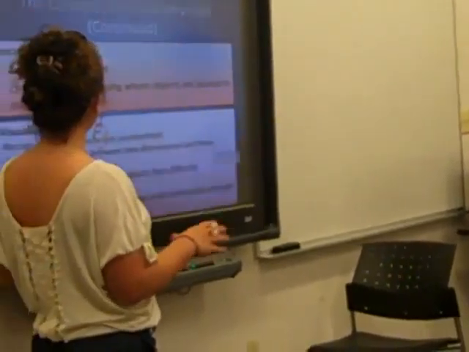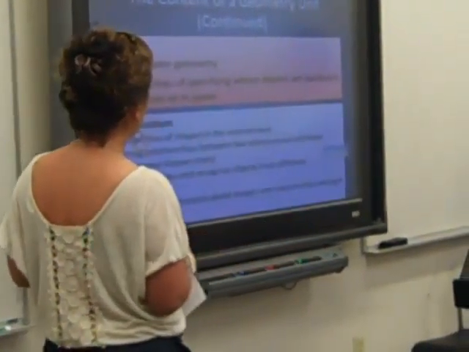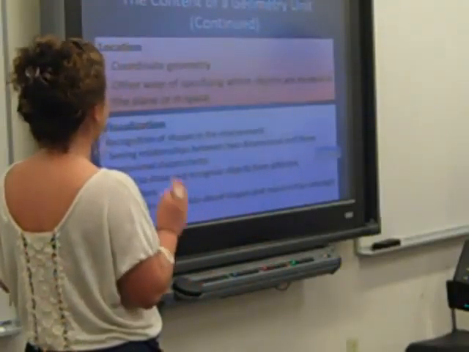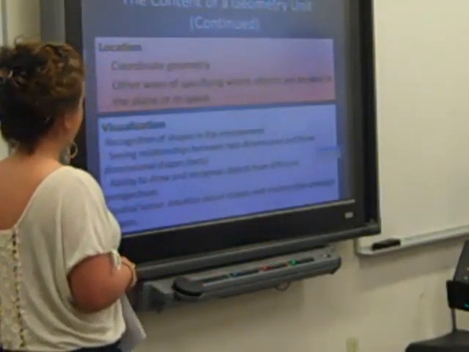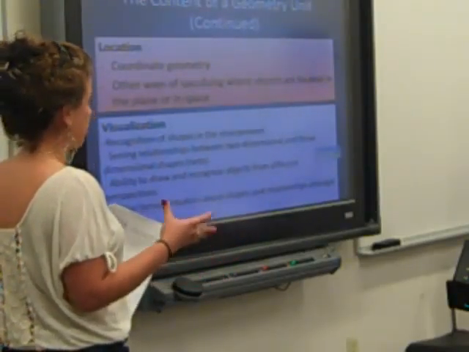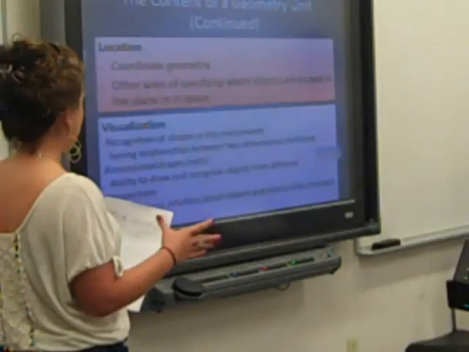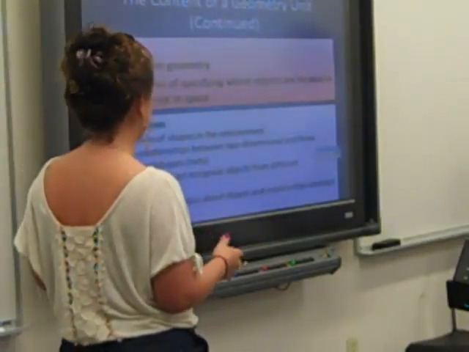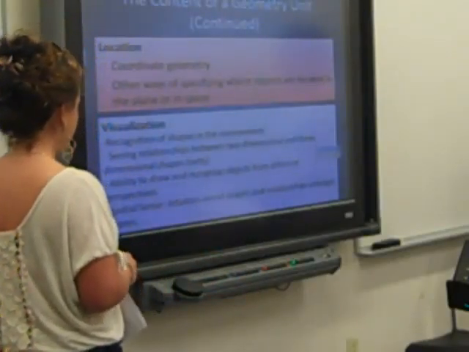These are the 2, I guess, categories. The content of the geometric unit is location and visualization. Location is basically where the shape is located, whether it's on a plane or on a quadrant. So it's just other ways of specifying where objects are located on a plane or in space.